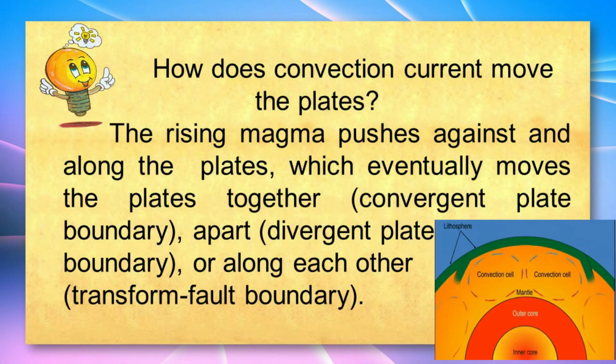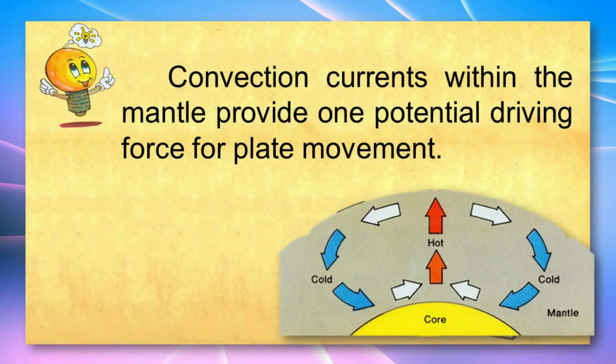How does convection current move the plates? The rising magma pushes against and along the plates, which eventually moves the plates together in the case of convergent plate boundary, apart in the case of divergent plate boundary, or along each other in the case of transform fault boundary. Convection currents within the mantle provide one potential driving force for plate movement.